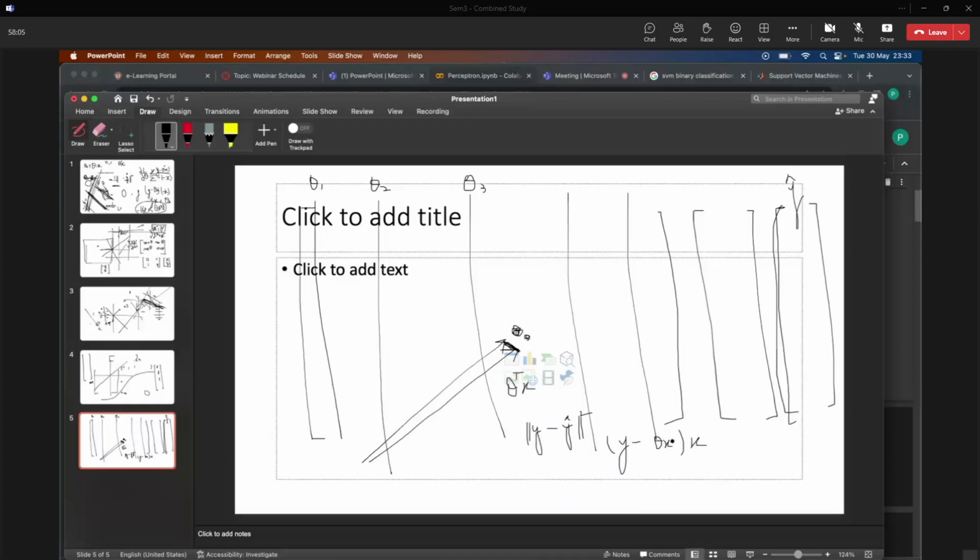It boils down to this every single time. So when we are writing y minus theta x, what do we have here basically? It is a scalar point, right? This is a scalar thing. It's not a vector anymore, right?